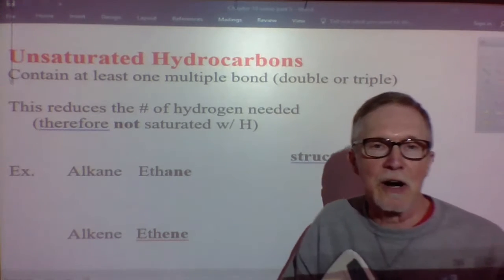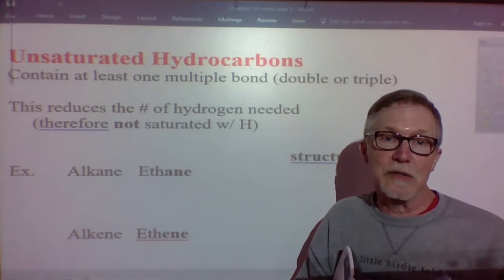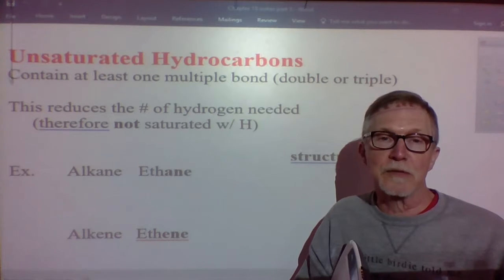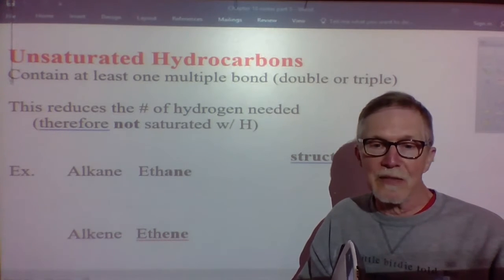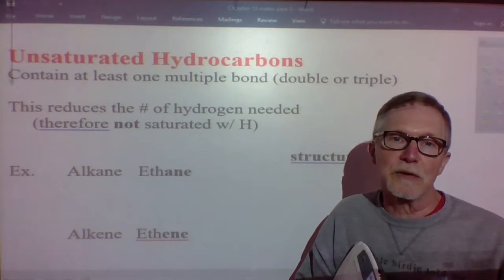A saturated hydrocarbon is holding as many hydrogens as possible. And the only way it can do that is if all the bonds between carbons are single bonds, meaning then that all the rest of the bonds have to be hydrogens. That gives it the largest number of hydrogens.